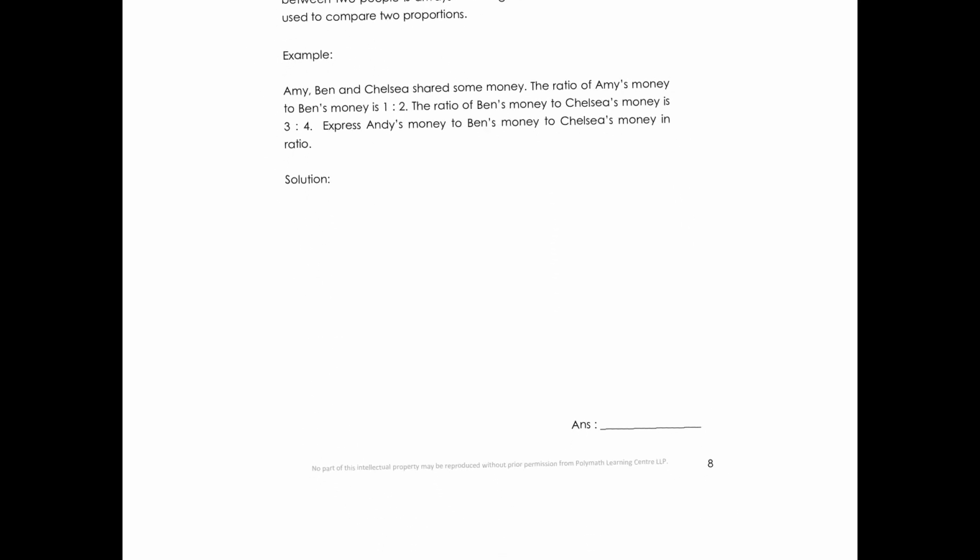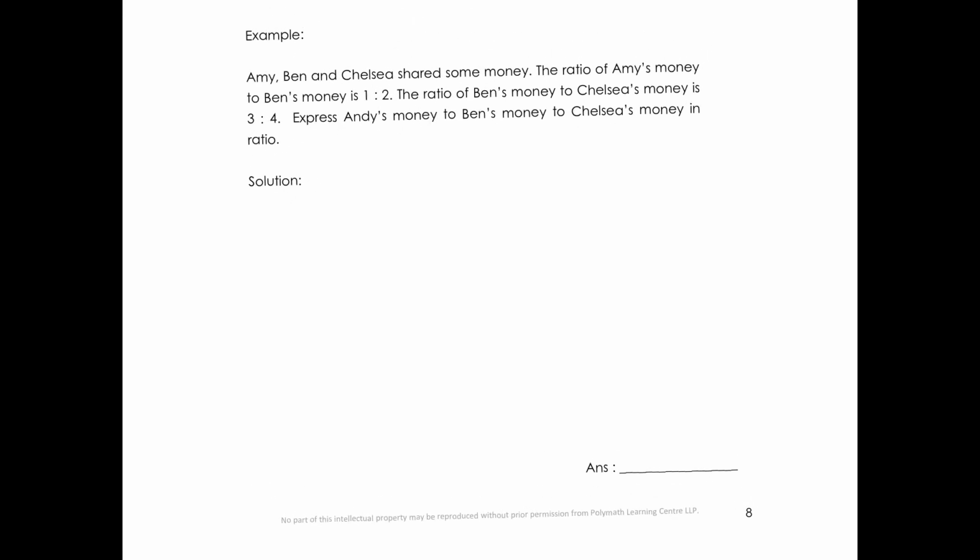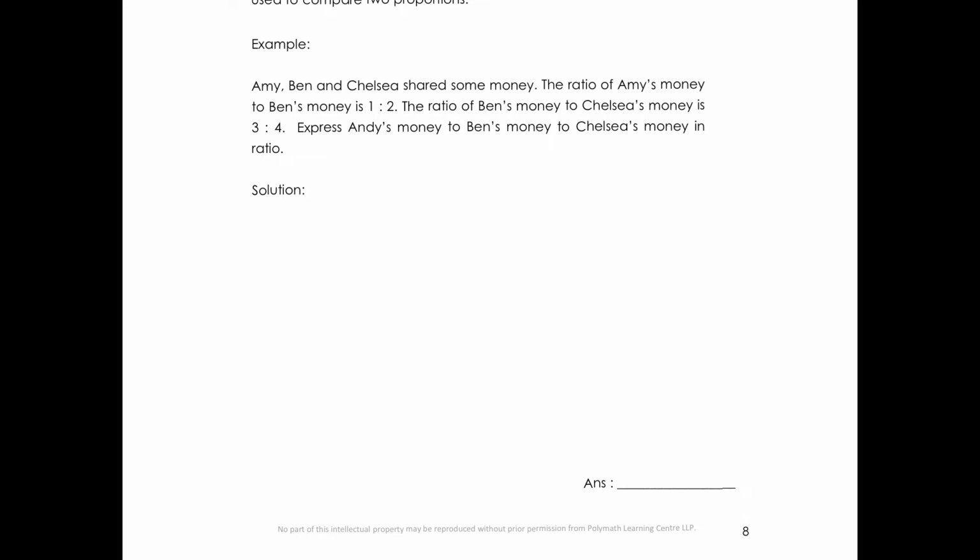So for example, Amy, Ben, and Chelsea shared some money. The ratio of Amy's money to Ben's money is 1:2. Therefore, we're just going to write the ratio down. Amy is to Ben, 1:2. The ratio of Ben's money to Chelsea's money is 3:4.